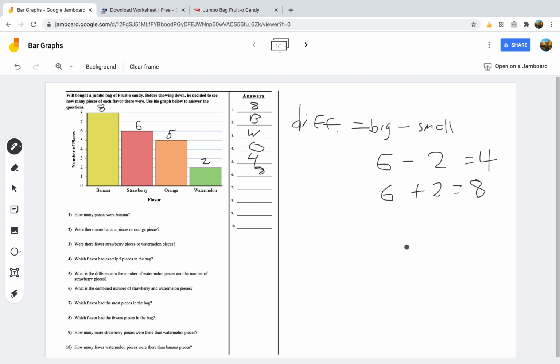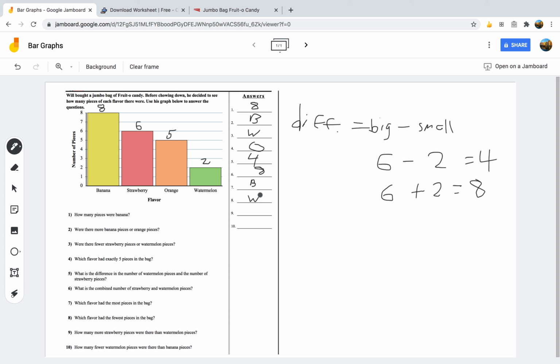Which flavor had the most pieces in the bag? Well, we know from this graph that banana is the tallest rectangle, and we know that it has 8. And 8 is bigger than all the other numbers, so banana has the most pieces. Which flavor had the fewest pieces? Well, for that one, we would look for the smallest bar, and that one would be watermelon. It has the smallest rectangle and the smallest number, so it would be watermelon.